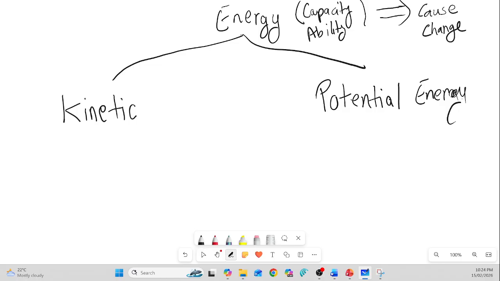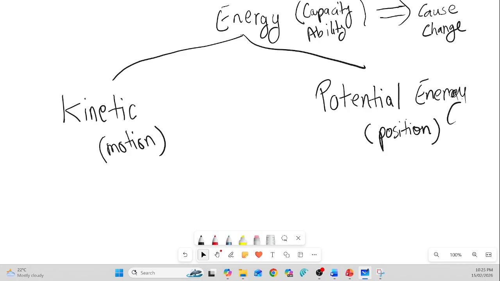Now, if that change is caused because of motion generally, then it's called kinetic energy. If it is caused because of, let's say, the position of an object, for example if it is very high, on top of a building, then it possesses potential energy. And there are some more factors which we'll talk about shortly.